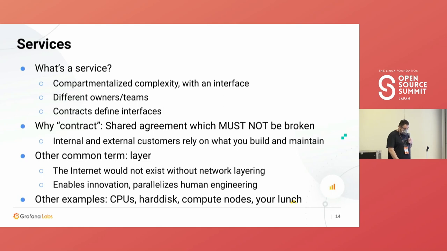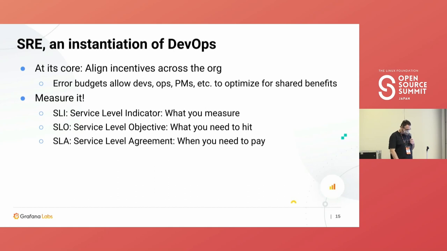The internet layer model is a super common example, where without the different layers, like the physical and connection layer, and IP and TCP, UDP, and so on, the internet literally wouldn't exist in its current state. Other examples: even if you cook yourself at home, you won't grow every last cucumber. You always have service interfaces for other services which you consume and which you provide.